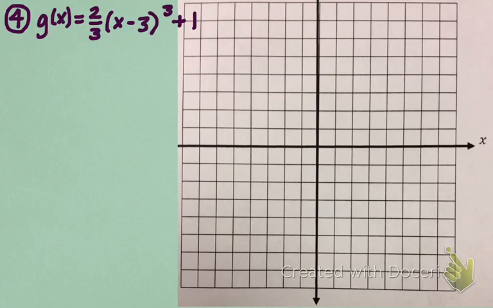In this first 2-3 video, we will look at examples 4 and 6, and they have very similar directions. We're going to describe the transformations of the parent graph to obtain the graph of g of x, and then the directions tell you to graph by hand and then check your result with a graphing calculator. So, as always, we're going to compare what we have to the parent graph x cubed, for this case.